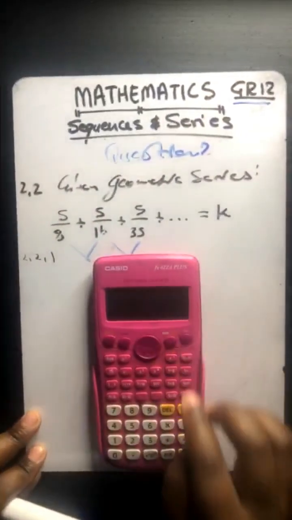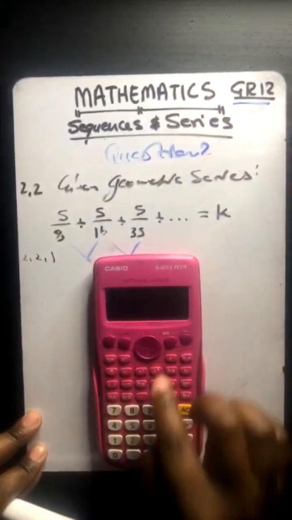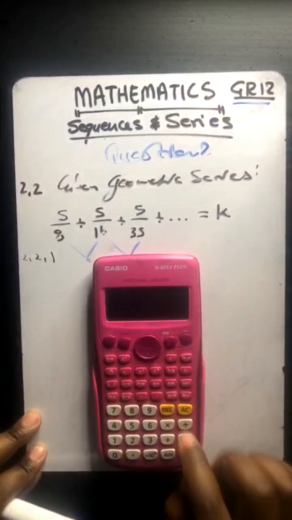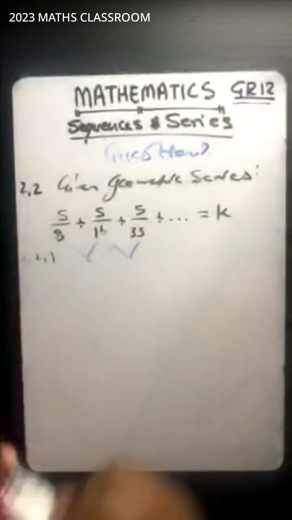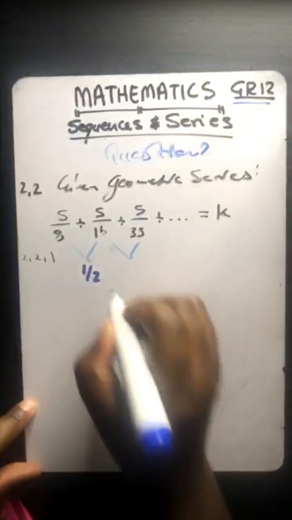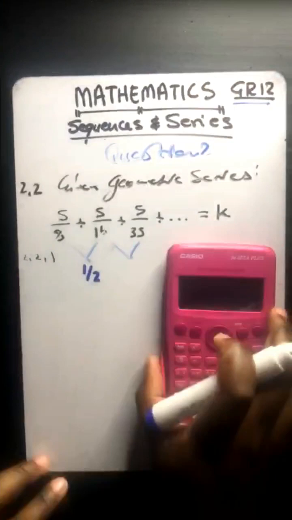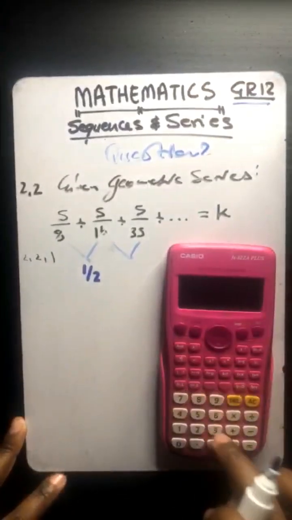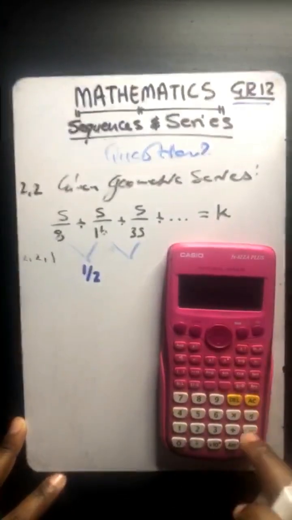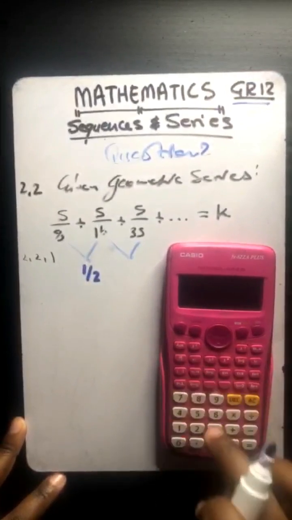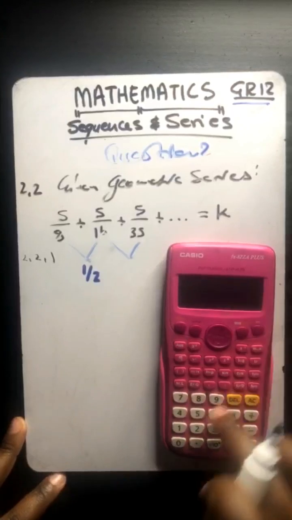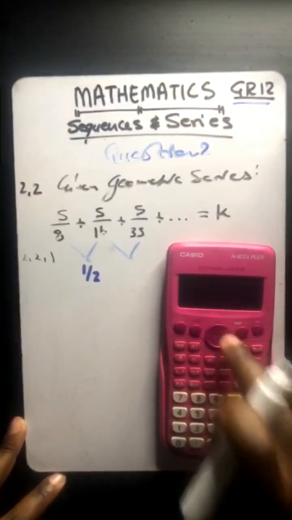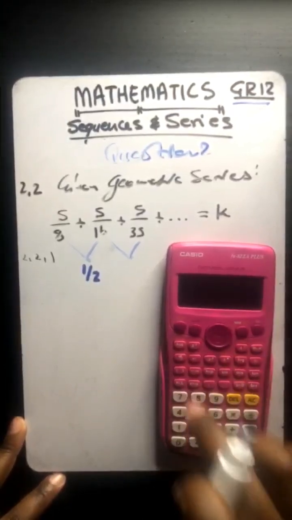This is what you do. 5 over 16, you go to the other side, you say divided by 5 over 8. It gives you 1 over 2. Let's see. 5 over 35 divided by 5 over 16.